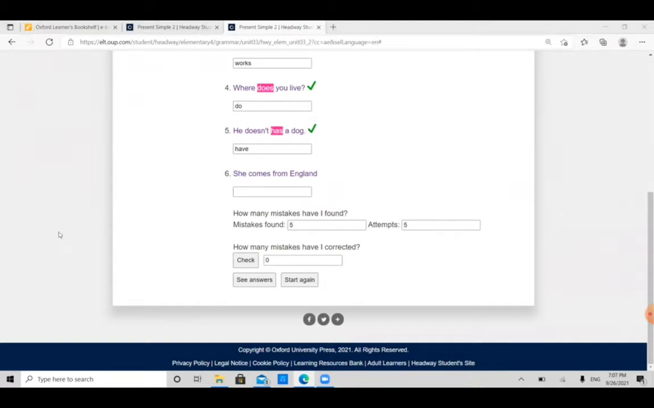Okay, Amuna. She comes from England. What do you need here? Is it wrong or correct? She came from England. She comes. She is. What do you think? Is it a wrong sentence or right, correct?